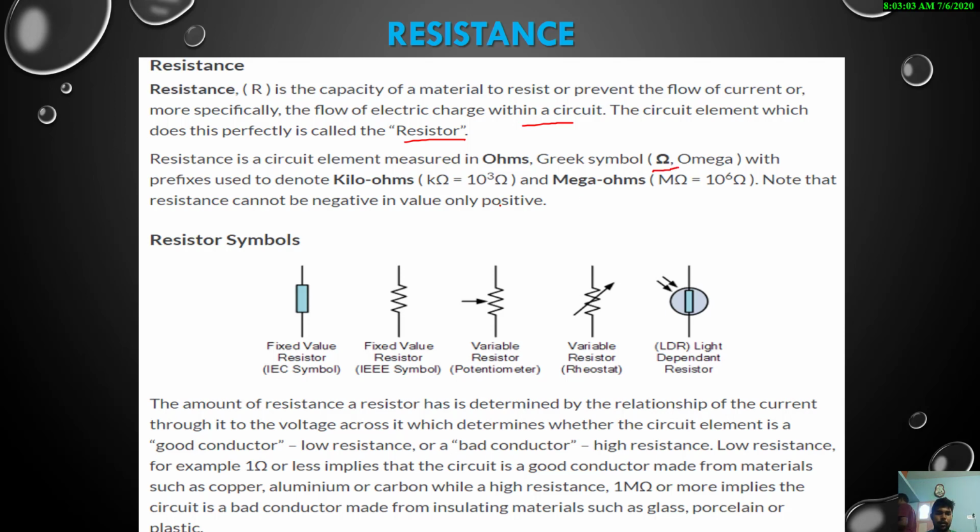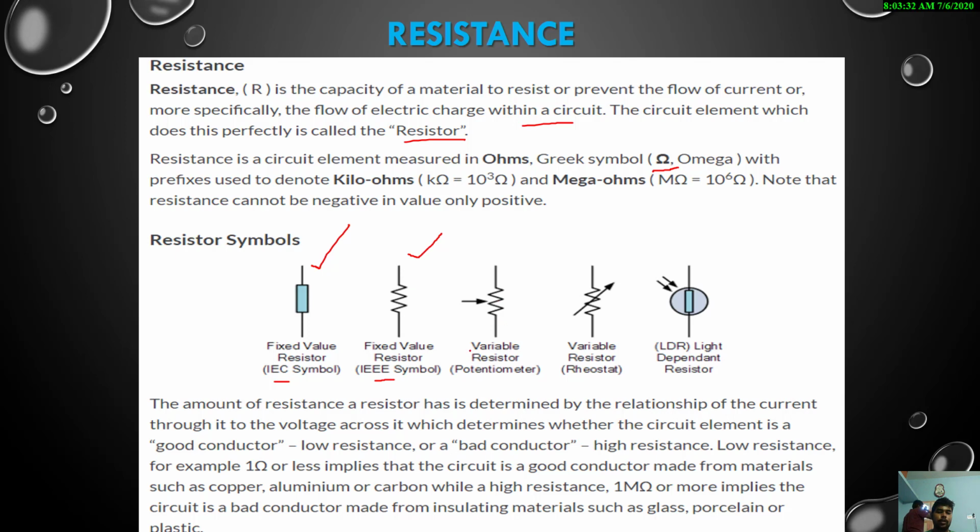It is available in kilo ohms and mega ohms, that is 10 to the power 3 ohm and 10 to the power 6 ohm, and they are available in the market like this. There are different symbols and different types of resistance available. A fixed value resistance as per the IEC standard looks like this, and as per the IEEE standard, the symbol will be used like this.